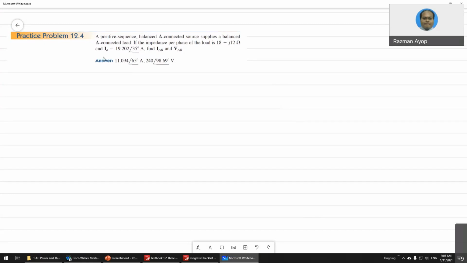The question is positive sequence. You have to know the sequence. If they do not mention it, make sure that you assume it is positive sequence. A balanced delta connection source supplies a balanced star-delta connected load, which means this one is delta connection. If the impedance per phase is 18 plus j12, and IA is 19.202 angle 35, find IAB and VAB.